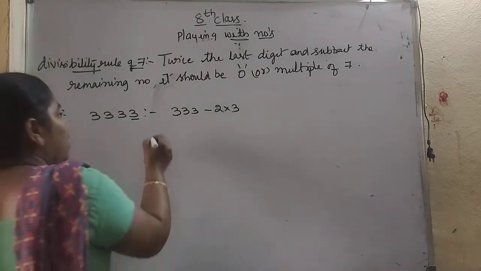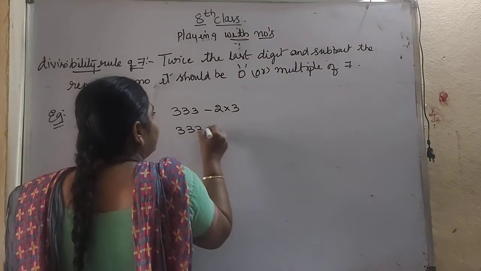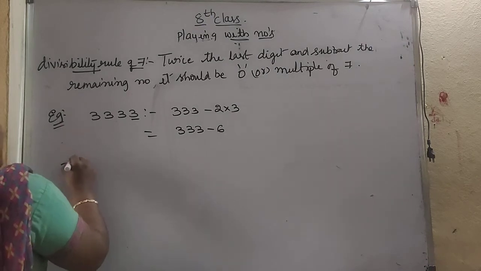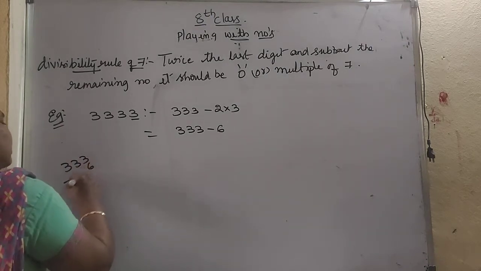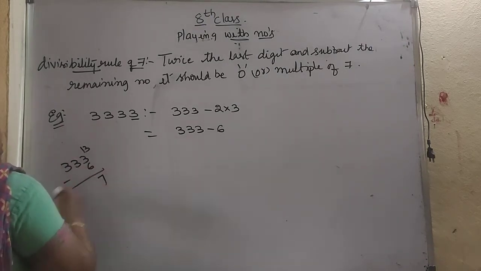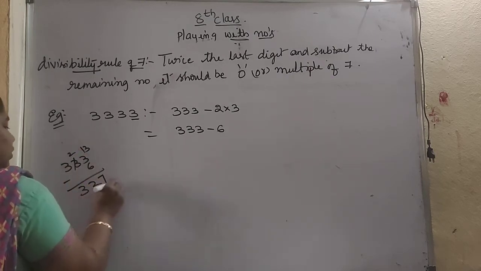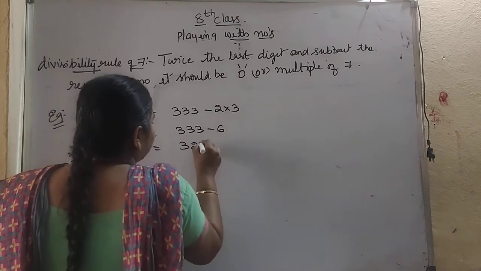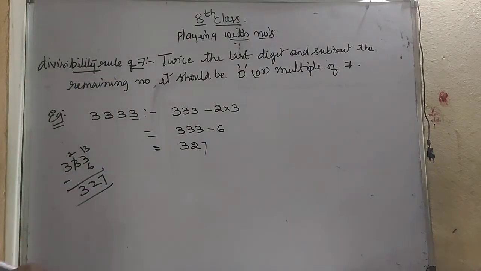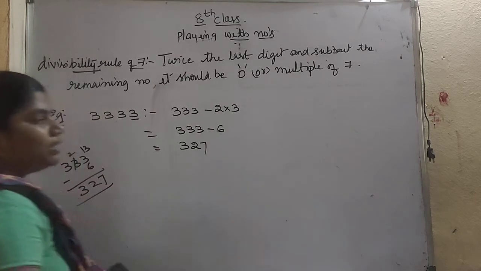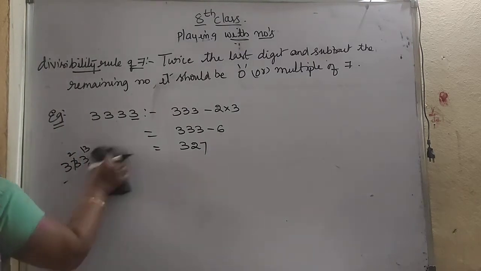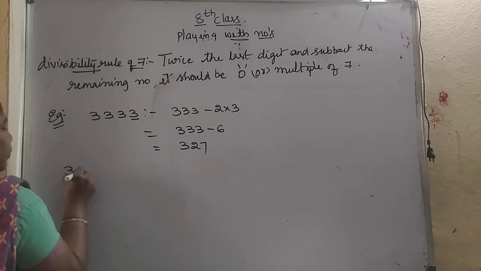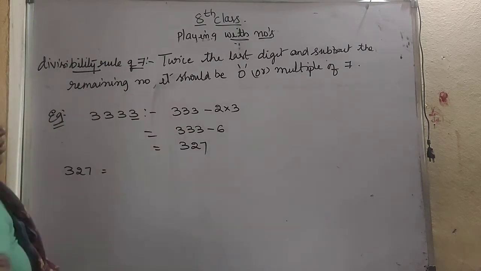So it will be 333 minus 2 threes, which is 6. 333 minus 6 is 327. So by seeing 327, you can't tell whether it is divisible by 7 or not. So what do we have to do? We have to repeat the process again for this 327.